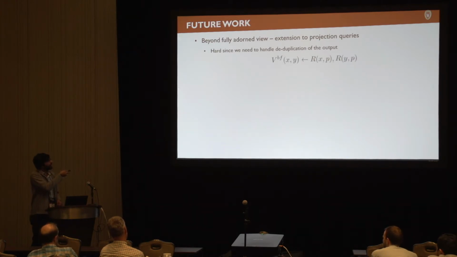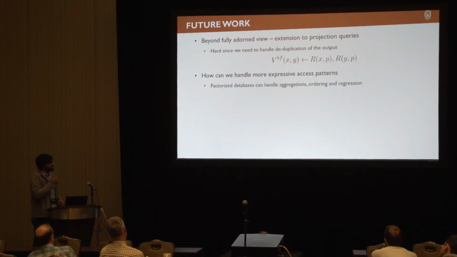We have a DBLP query where we plug in the value of x and we want to find the co-authors. The problem here is that for a given author, there are multiple ways to reach the same co-author. So we want to build a data structure where we can also handle this deduplication when we are doing the enumeration.